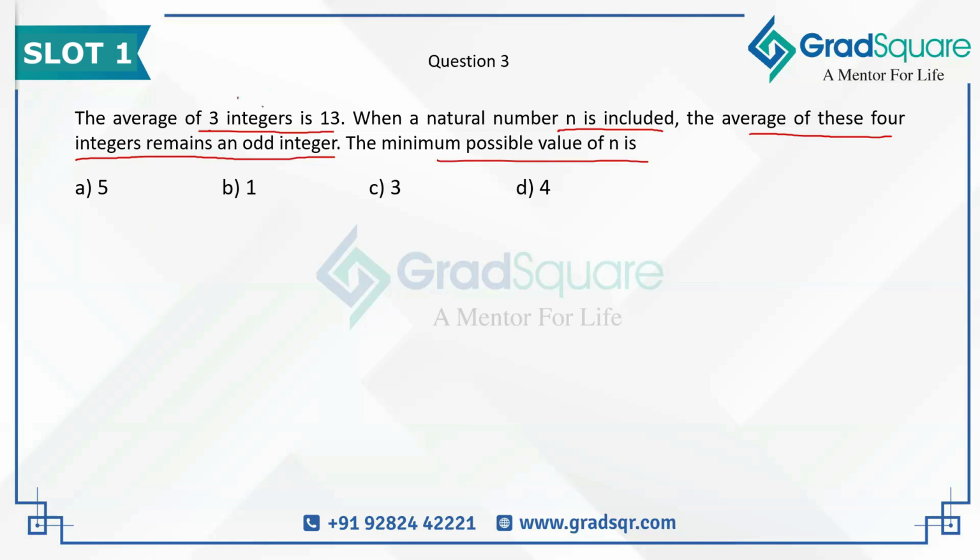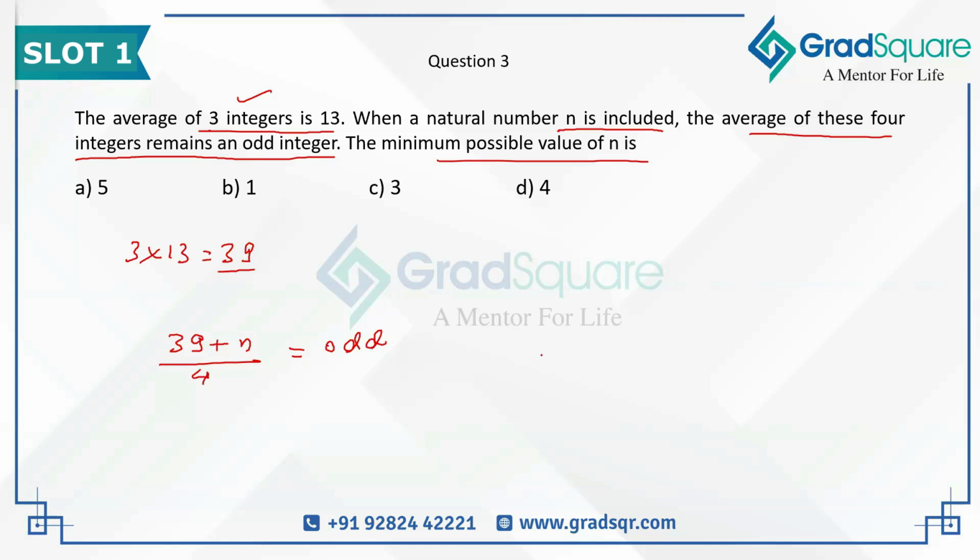So if I look at the sum of these three integers, that will turn out to be 3 times 13, which gives me 39. Right? Now the fourth integer I'm including in this becomes n. So 39 plus n is the sum, and you are dividing it by 4, and that will be the average, and you want the average to be an odd number. And for that, what will be the minimum possible value of n is what the question is.